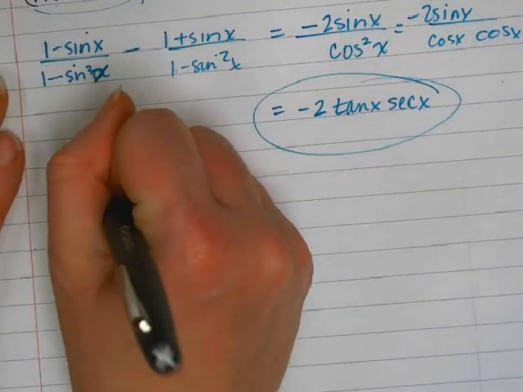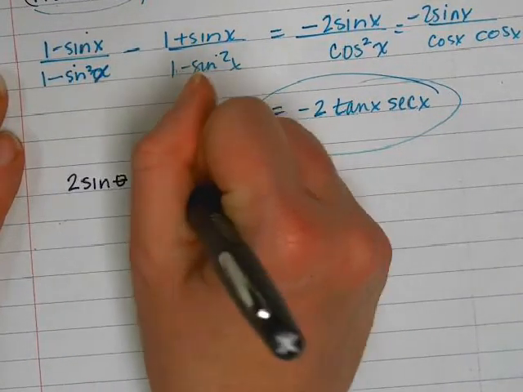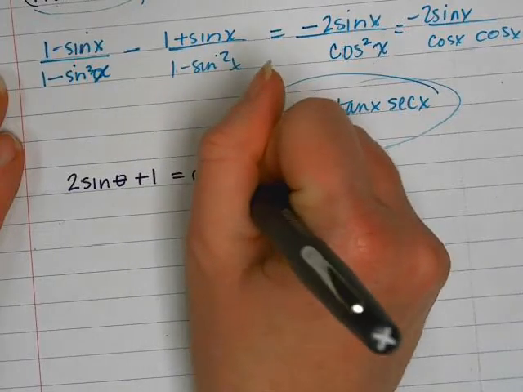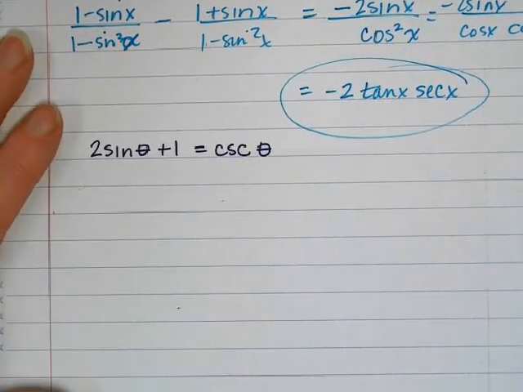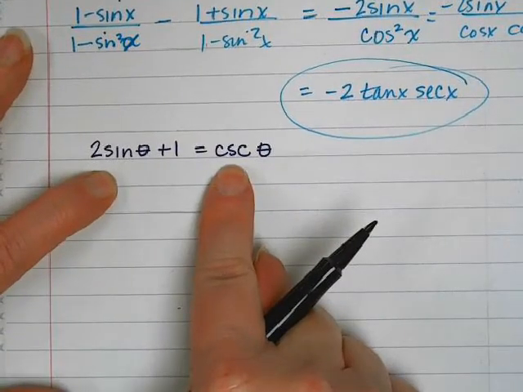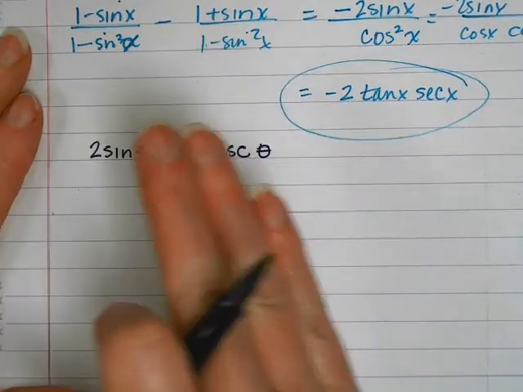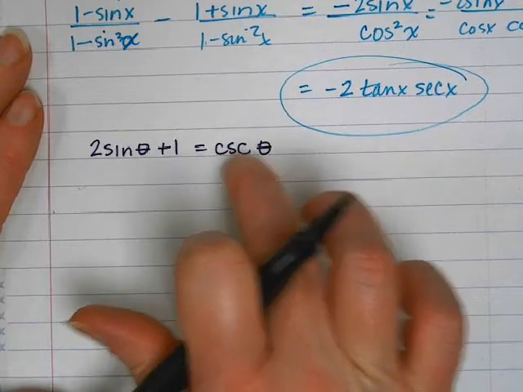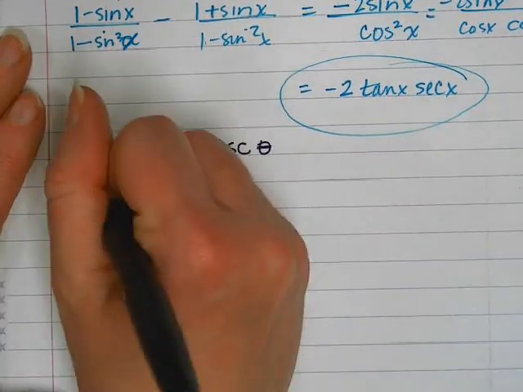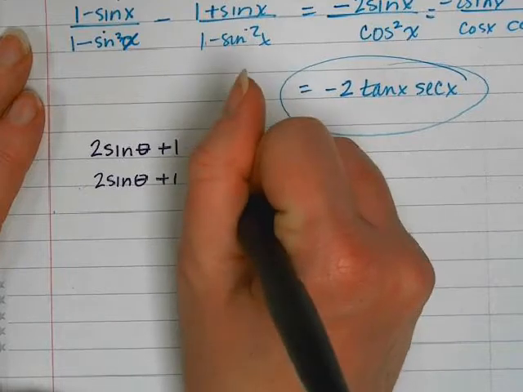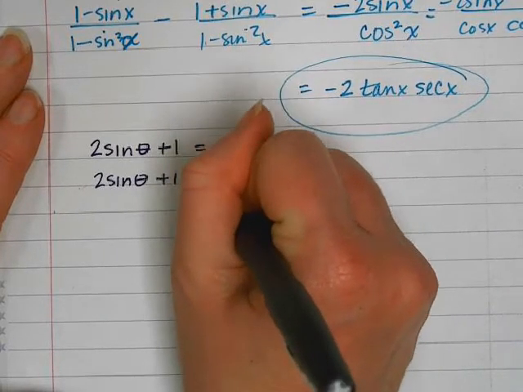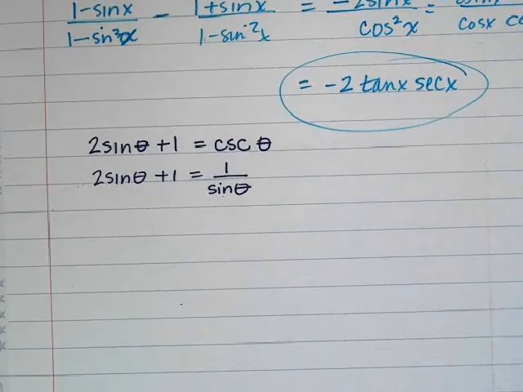2 sine theta plus 1 equals cosecant theta. Okay, so the problem is I can't solve this until I have one trig function. And right now I have 2. So I need to try to get this all in terms of one thing. First, I'm going to turn the cosecant into the reciprocal of sine. So I'm going to leave my 2 sine theta plus 1 alone, and I'm going to turn this into 1 over sine theta. Now I'm going to move everything to one side and get a common denominator.